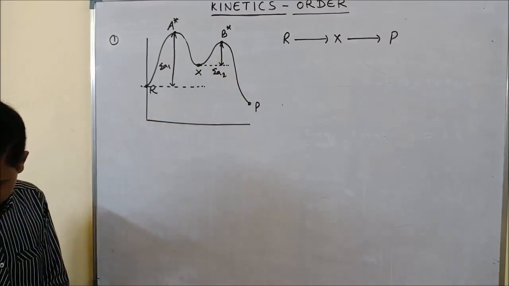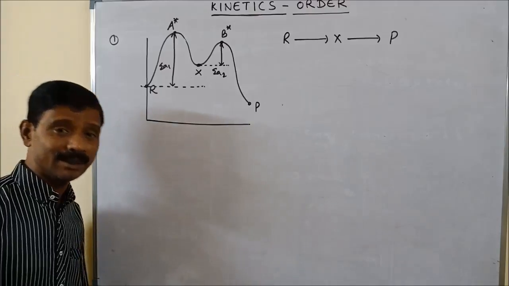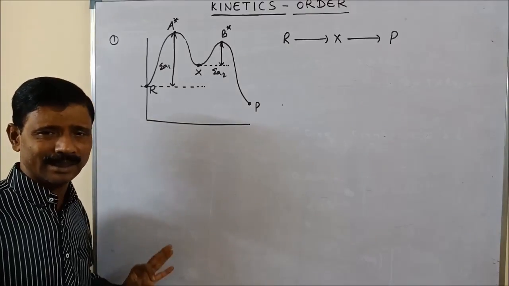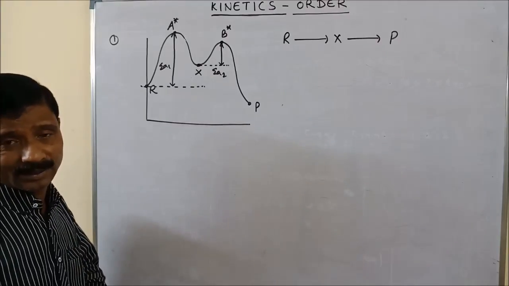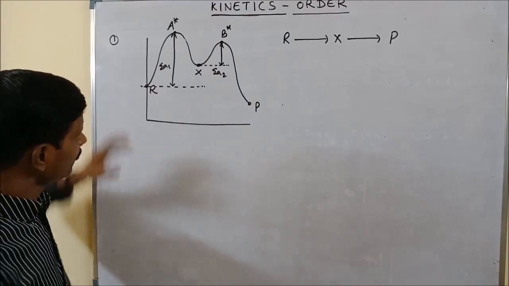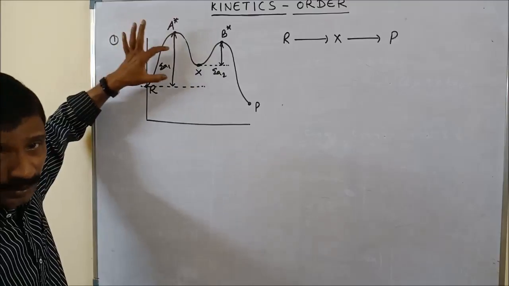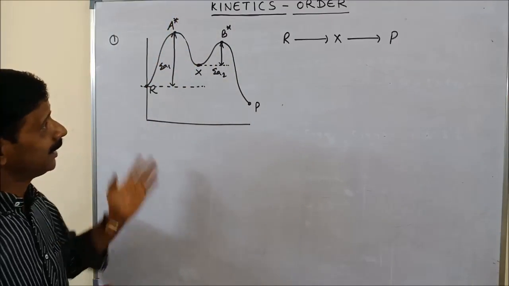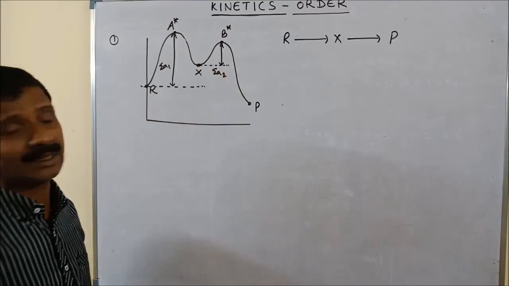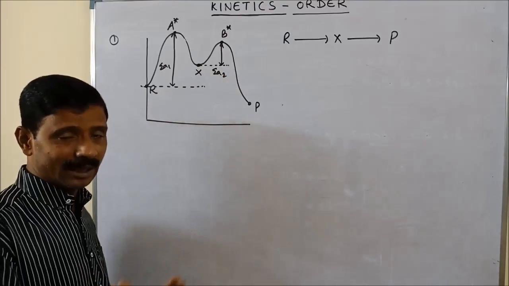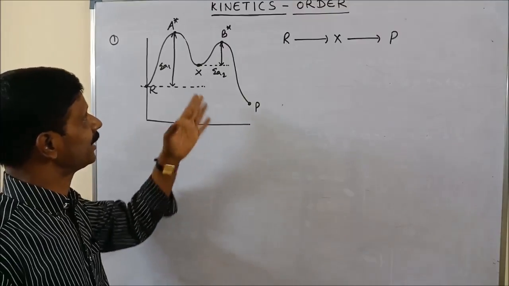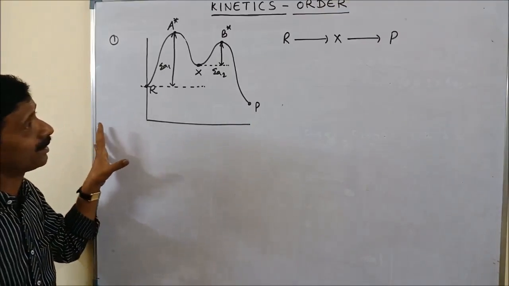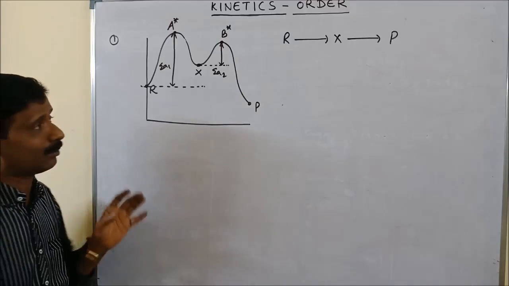So now, if you want to analyze which is fast and which is slow, it is very simple. Generally, the speed of the reaction, meaning the rate of the reaction, is inversely proportional to activation energy. If activation energy is more, that is a slow step. If activation energy is less, that is fast. So in this graph, no doubt the second step, the conversion of X to P, is fast, whereas the formation of that intermediate product is slow. So this type of analysis you have to keep in your mind.